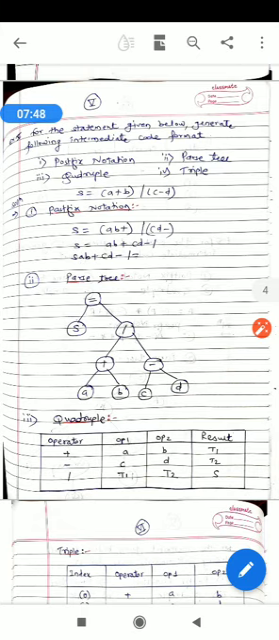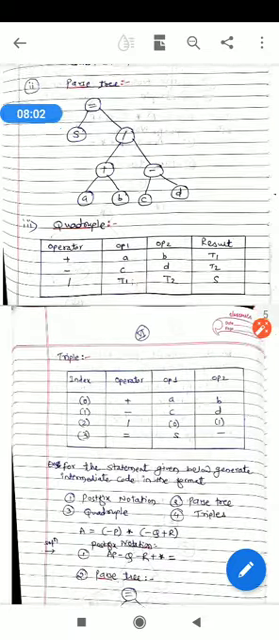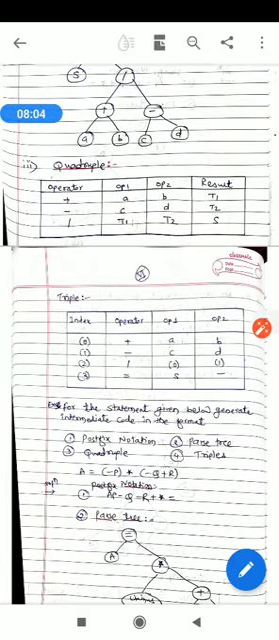So in this parse tree we can say that equal to is the root node, S, A, B, C, D are the leaf nodes, and the non-leaf nodes are plus, division operator and minus. So quadruples have 4 parameters, triples have 3 parameters, that is operator, operand 1, operand 2.